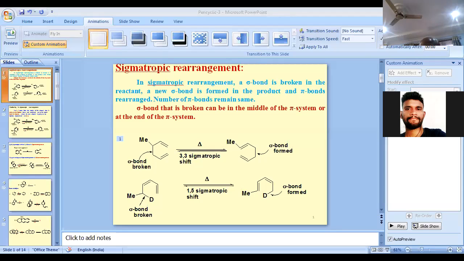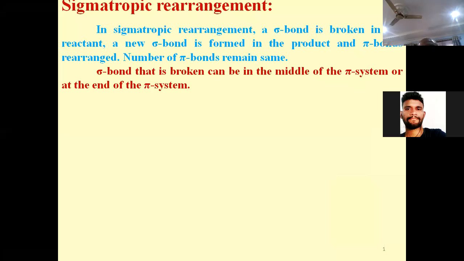Okay. So we start this topic of pericyclic reaction, sigmatropic rearrangement. So the definition was already given to you. What is a sigmatropic rearrangement? We have to understand how it happens, what is the theory behind this. So this is what is there. It is the sigmatropic rearrangement. So it's a type of pericyclic reaction itself.